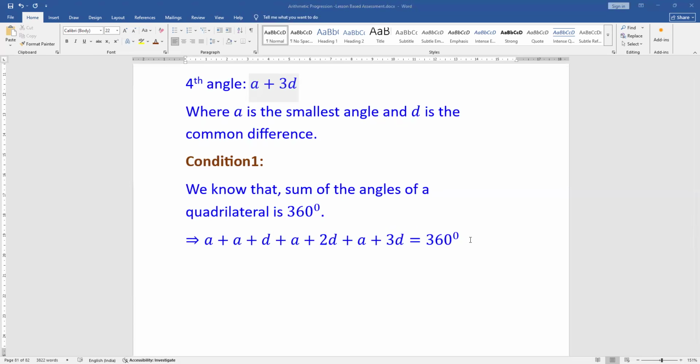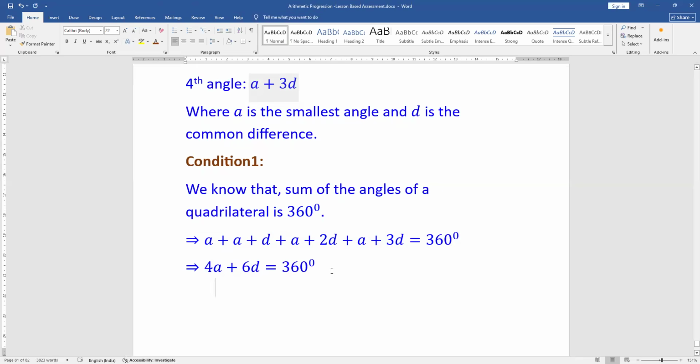In my next step, just add these. How many A's are there? Let me see. 1, 2, 3, and 4. So there are 4 A's. So 4A plus D. How many D are there? D plus 2D is 3D, 3D plus 3D is 6D. So 6D equals how much? It will be equal to 360 degrees, right? So I write 360 degrees like that.